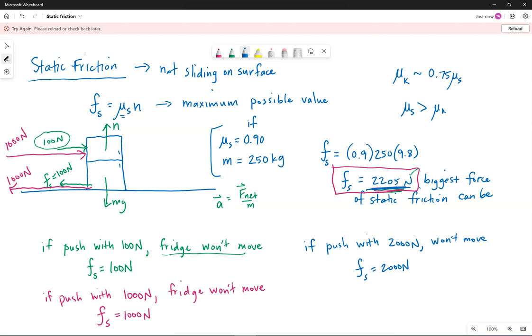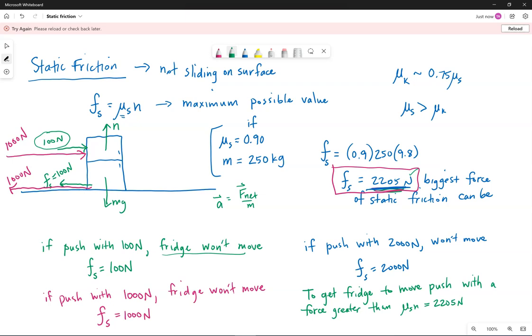So to get the fridge to move, we have to push with a force greater than the mu s times n, in this case the 2205 newtons. Once we get the fridge moving, the friction force becomes kinetic friction because the fridge will be sliding on the floor.